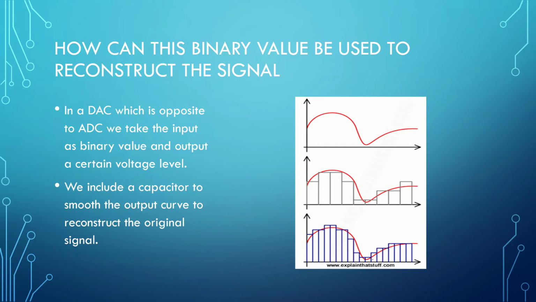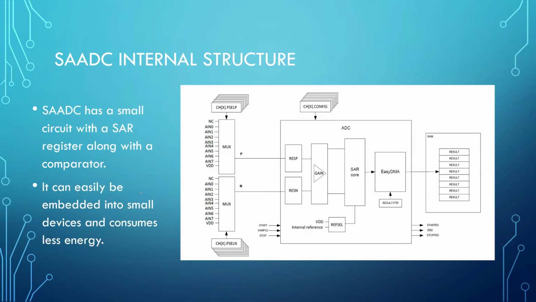And the more quantization levels there are, the more accurate the output signal will be, or the more accurate the input will be if there are more quantization levels in the ADC. The nRF devices use SAADC, which is a successive approximation analog to digital converter. It's a smaller circuit as compared to simple ADCs, and it consumes less power. We can easily integrate it in a microcontroller, and we can use its low power features.